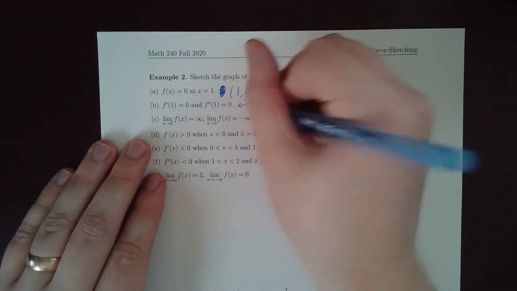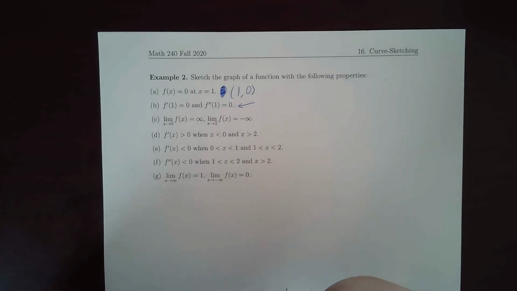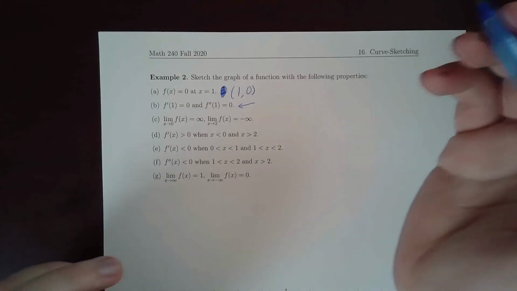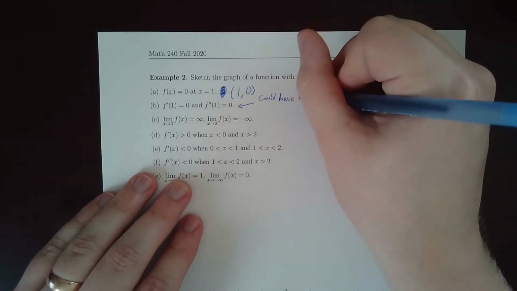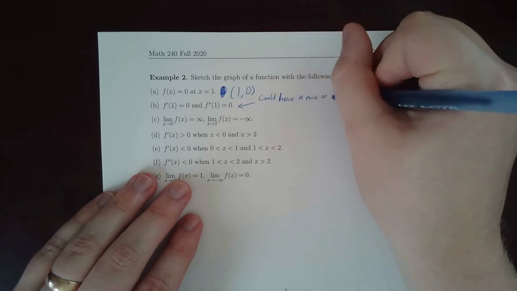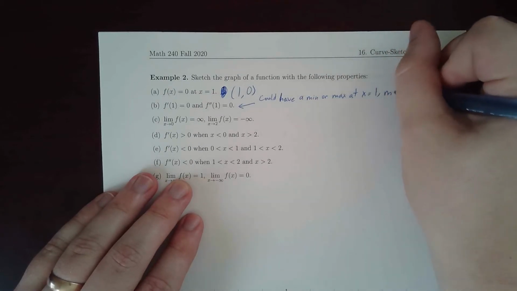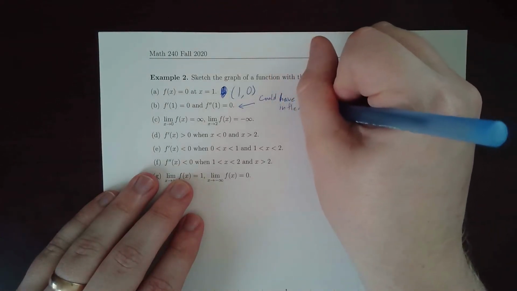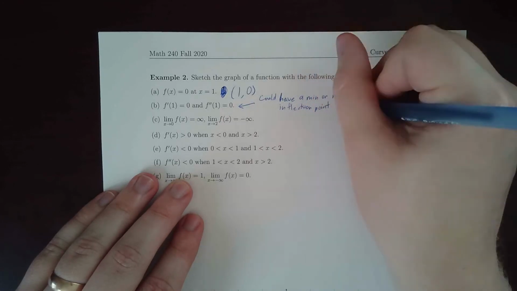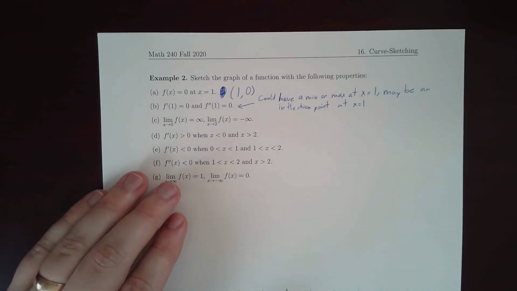So this tells us, if we know that the first derivative at this point is 0, that we have a horizontal tangent at x equals 1. So it could be something where it's a min or a max. So we could have a min or max at x equals 1, and there may be an inflection point at x equals 1. So again, at the moment we don't know. These are things that are possibilities right now.